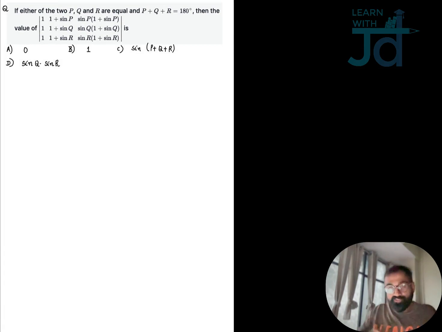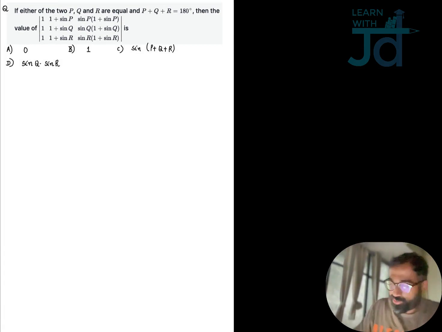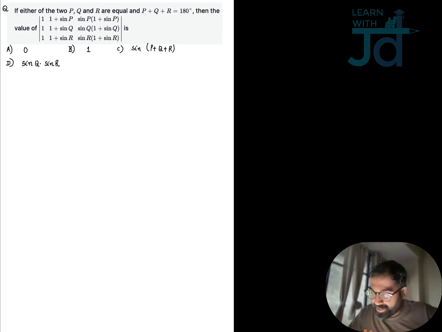So I'm trying to solve a few problems from determinants, a very few good problems. So let's start with the first problem. In the first problem, they've shown a determinant like this and they've told that there are three angles P, Q and R whose sum is 180. So you can assume they are angles of a triangle.